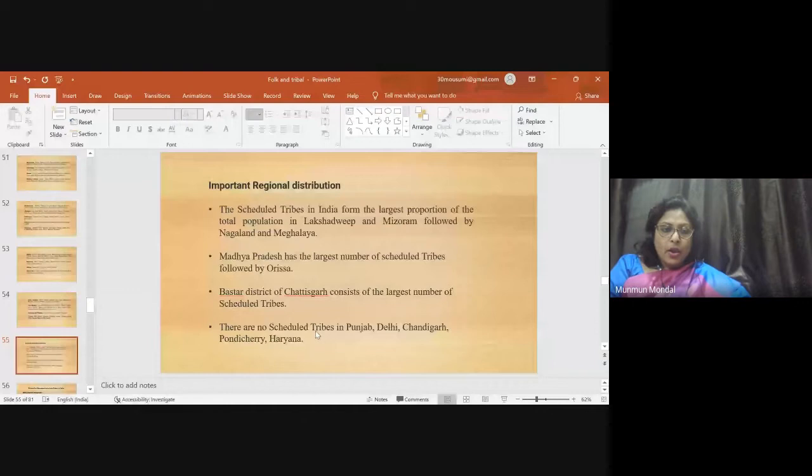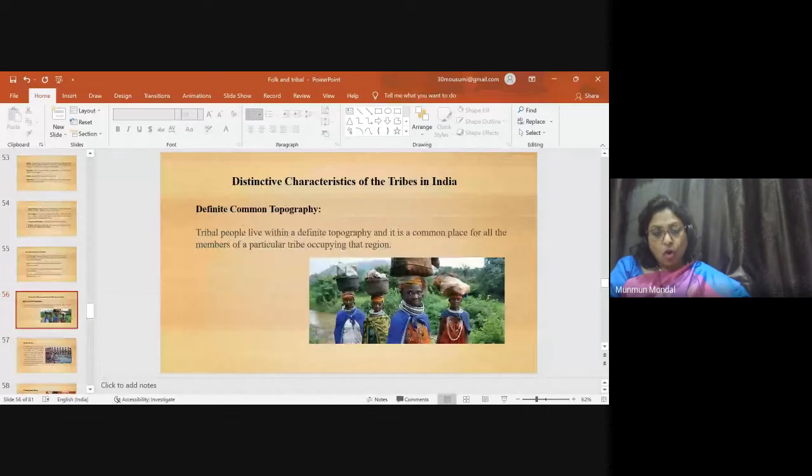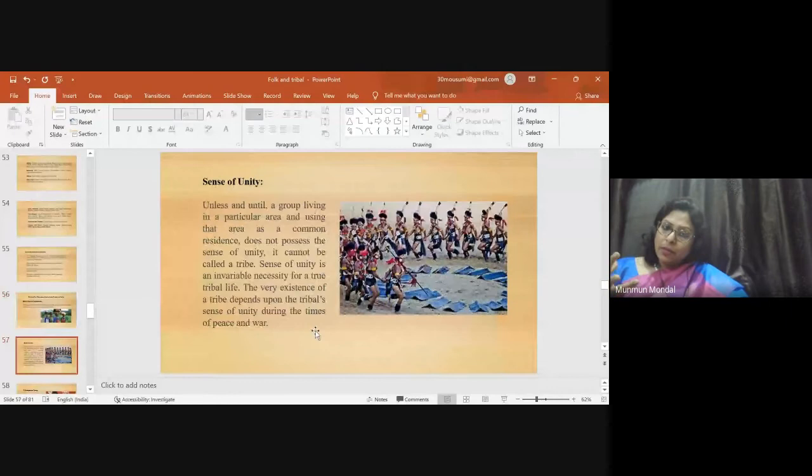When we talk about the distinctive character of these tribes, the most important part is a common, definite topography. Tribal people live within a very definite topography, and it is common to all the members of a particular tribe occupying the region. Then the sense of unity. This community has a very strong sense of unity. They are very particular about their community. They are not at all open to accepting any other regional attributes.